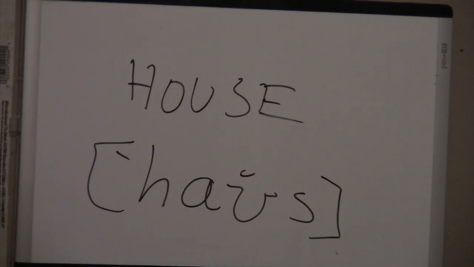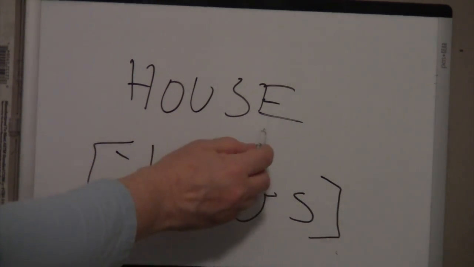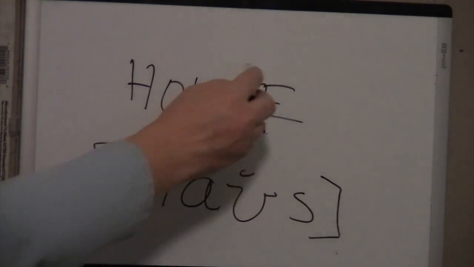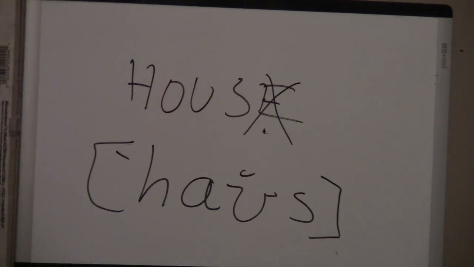Let's transcribe the word "house." House. Now you'll notice with this E here, there's an E in the spelling, but you don't pronounce it. You don't say "housa." I'm going to buy me a housa. So oftentimes E's are silent, so you ignore them in the transcription. You don't attend to them.